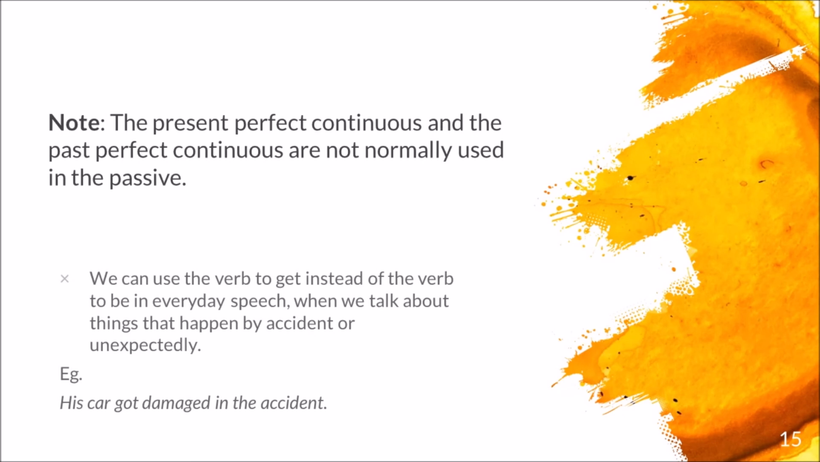The present perfect continuous and the past perfect continuous are not normally used in the passive. This is very important to know. Also, we can use the verb to get instead of the verb to be in everyday speech when we talk about things that happen by accident or unexpectedly. Example, his car got damaged in the accident.